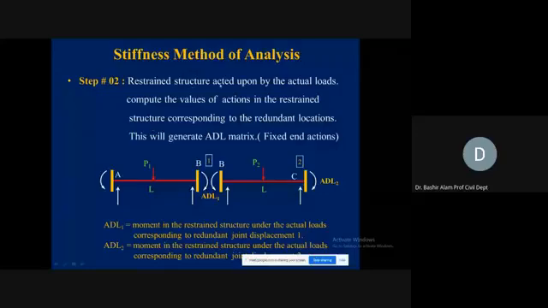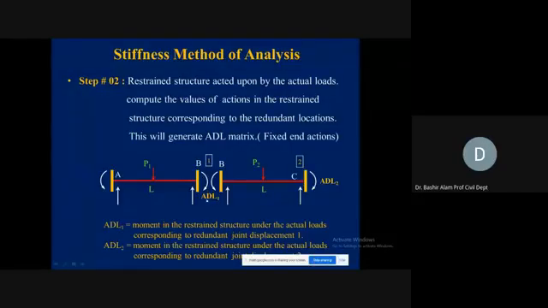So what we do now: the restrained structure is acted upon by the actual loads P1 and P2. Compute the values of actions in the restrained structure. Now, because of this fixity at B and at C, you will be having actions. And those corresponding actions will give you your ADL matrix at the redundant locations. This A is from the actions, this is the displaceable joint, and it is because of the load, ADL.